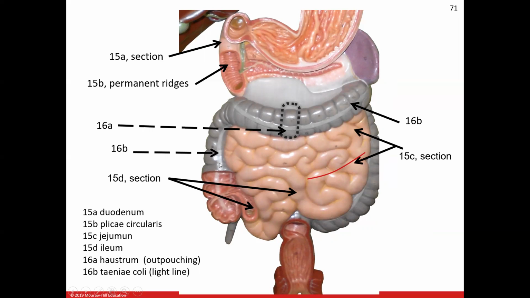And then you can see you have this kind of smooth, waistband-elastic-like structure. That's called the taenia coli. That's smooth muscle, which when it contracts, makes these sac-like structures in the large intestine. Those are called haustra. Some people refer to them as sacculations, but we're going to refer to them as haustra.